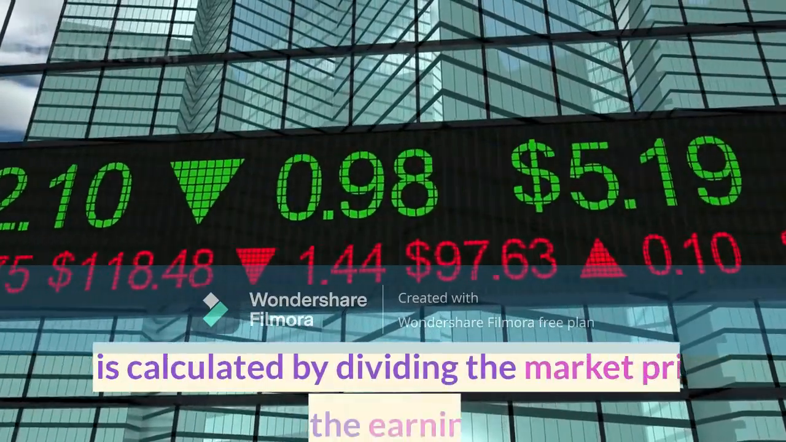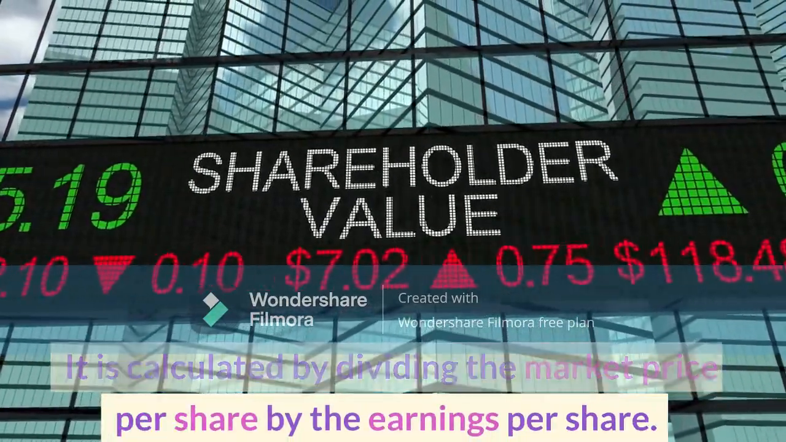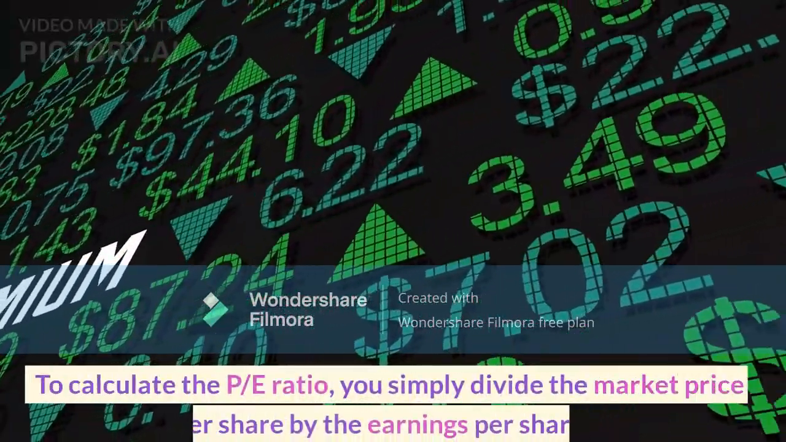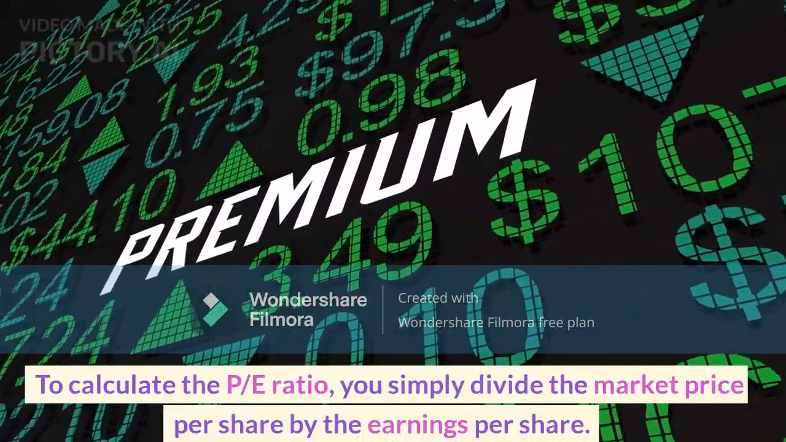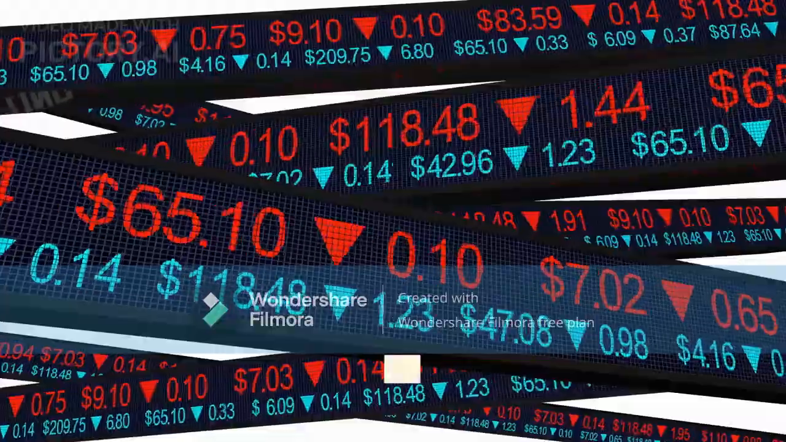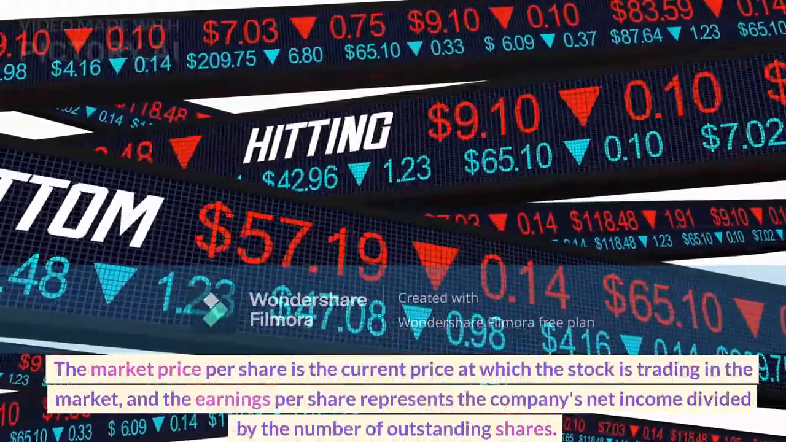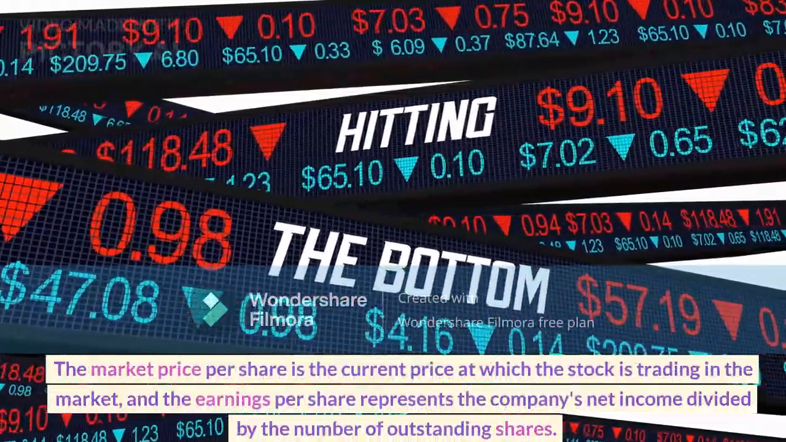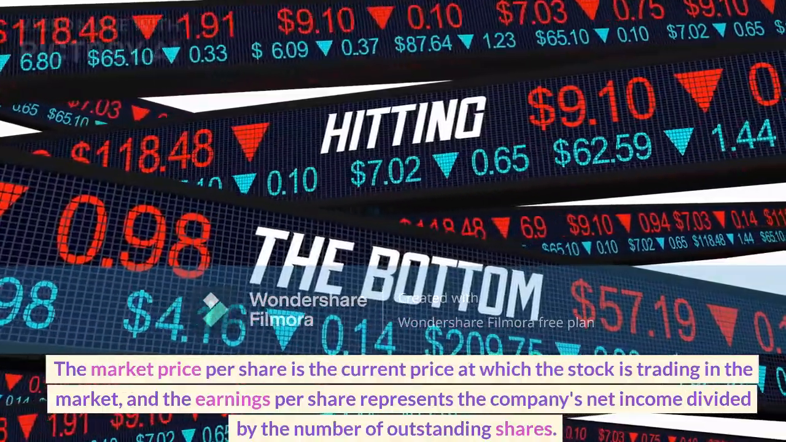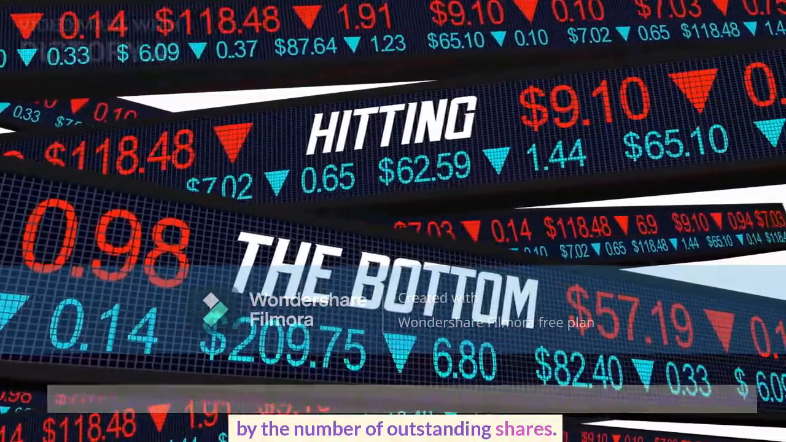It is calculated by dividing the market price per share by the earnings per share. To calculate the P/E ratio, you simply divide the market price per share by the earnings per share. The market price per share is the current price at which the stock is trading in the market, and the earnings per share represents the company's net income divided by the number of outstanding shares.